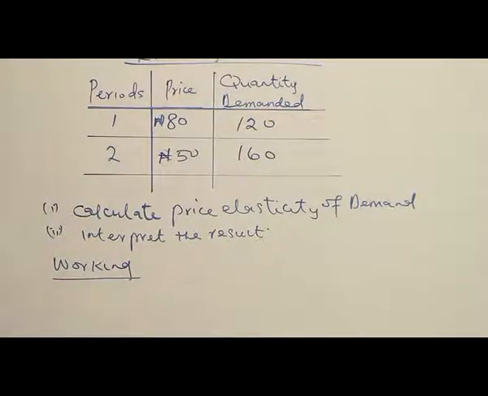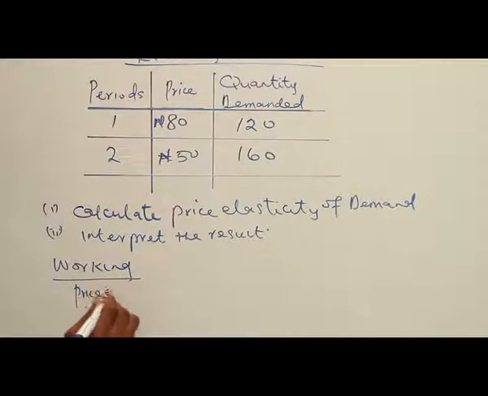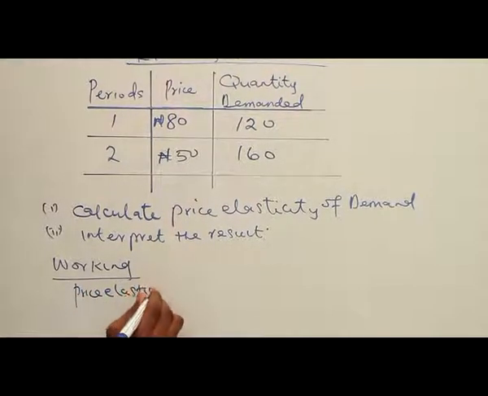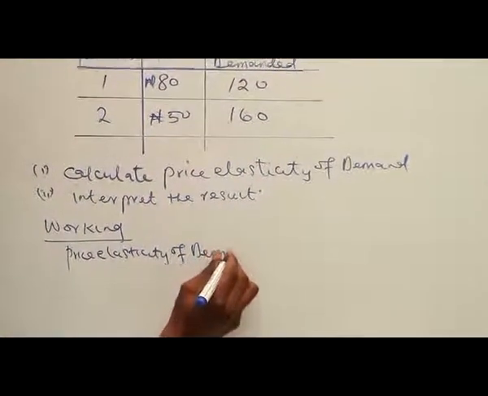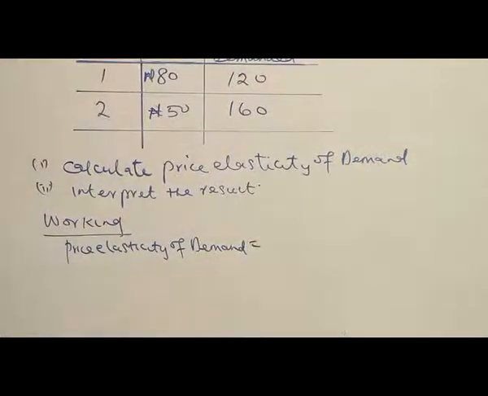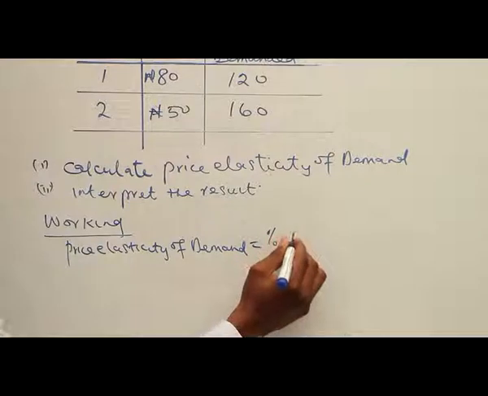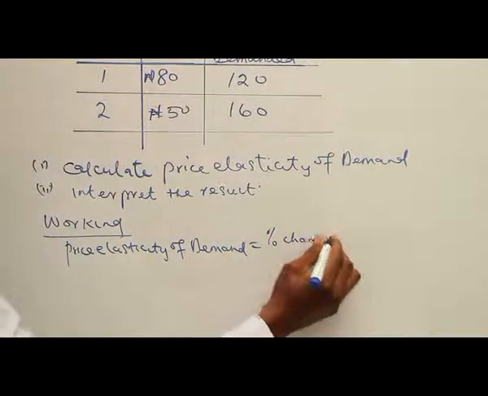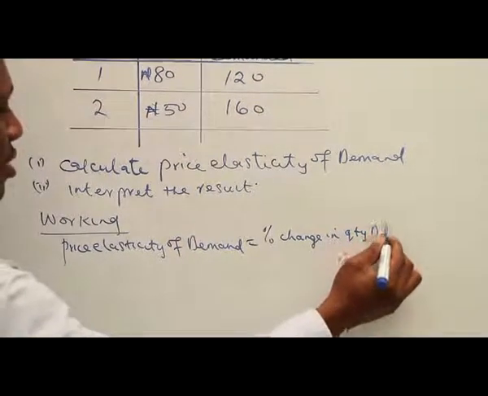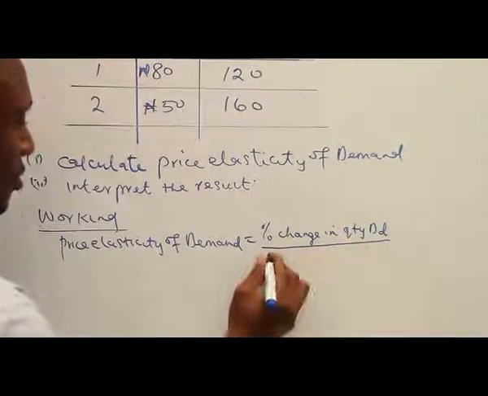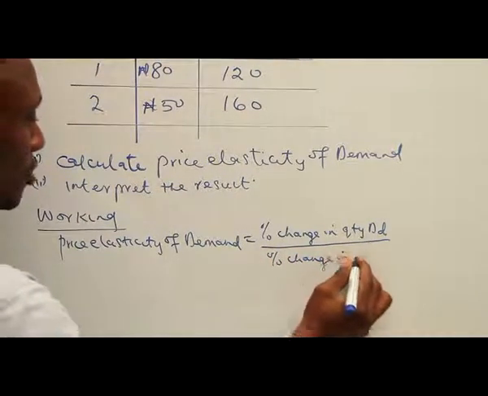The first thing is to write out the formula. Price elasticity of demand equals percentage change in quantity demanded divided by percentage change in price.